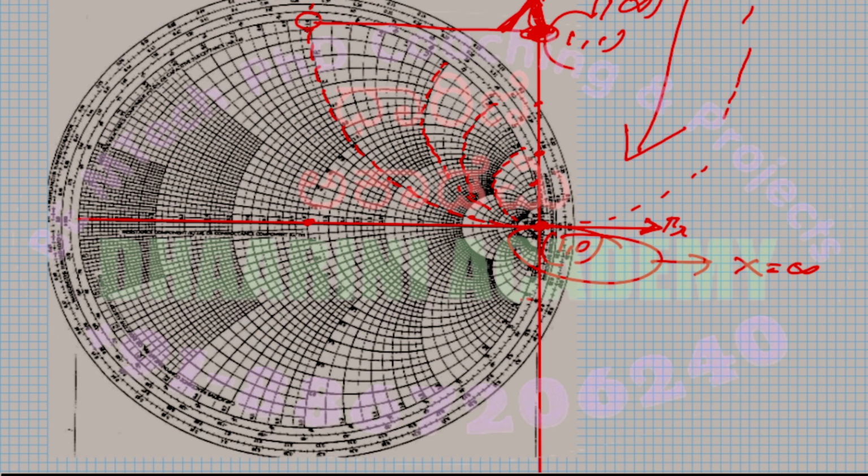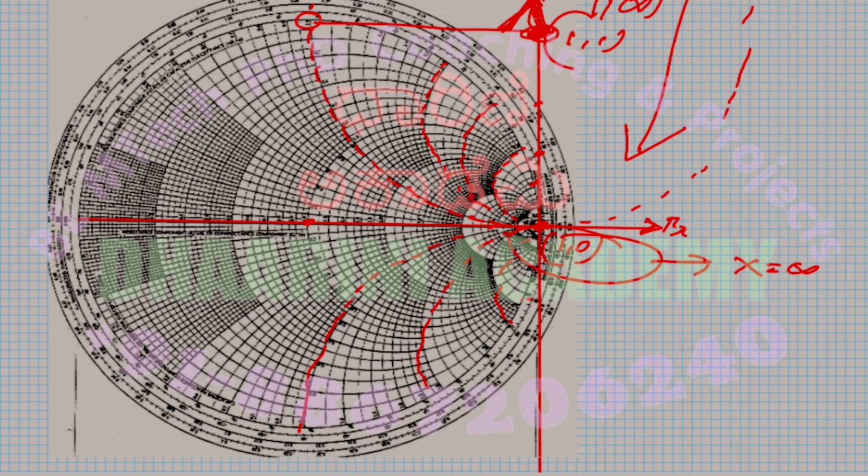X is positive, it is above; x is negative, below. So x equal to -1 is this circle, x equal to -2 maybe this, -5, -10, etc. Like that you can identify the various x. So various constant x circles can be identified like this. So those are the constant r circles and constant x circles we have discussed so far.